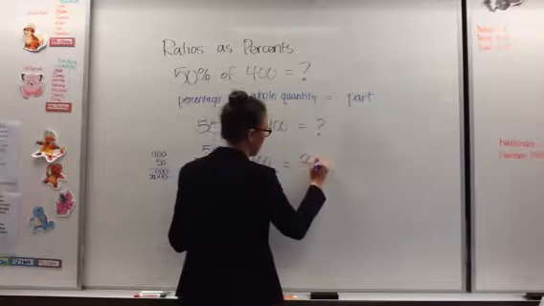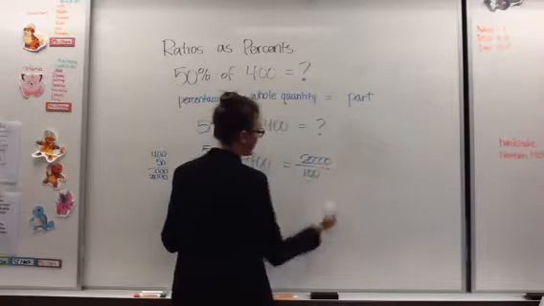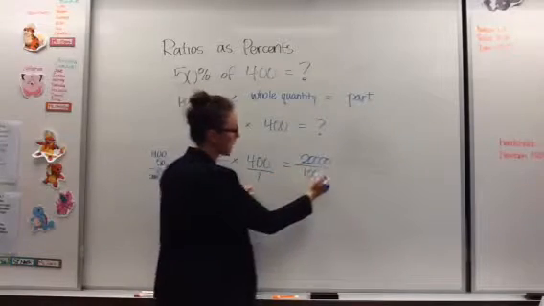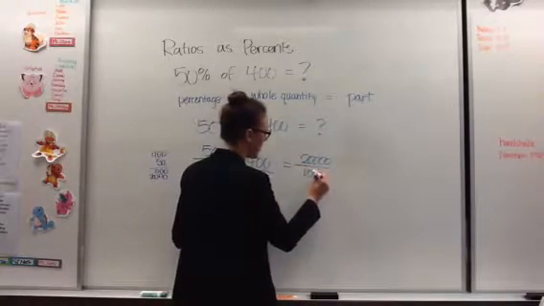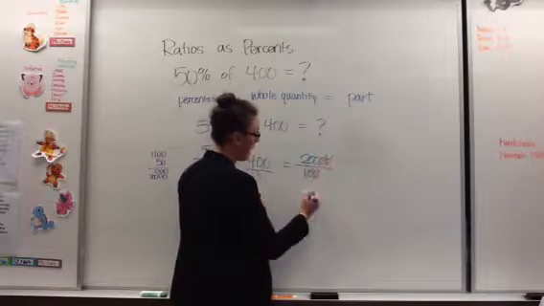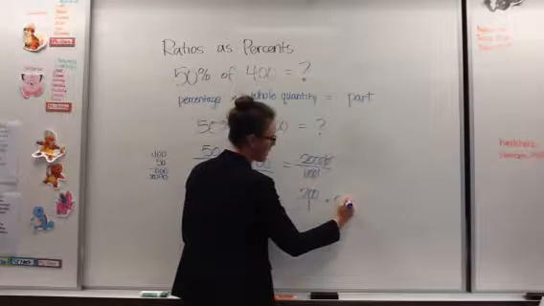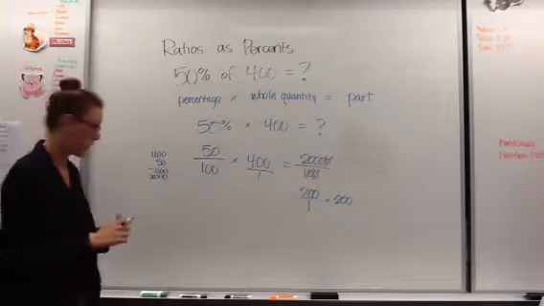$20,000 over 100, which I see has zeros in both of these. I'm just going to cancel some of these zeros out. I'm going to cancel this 0 out, and then these 2 zeros out. Oh, so I have 200 over 1, which equals 200. So that's one way you can do it.